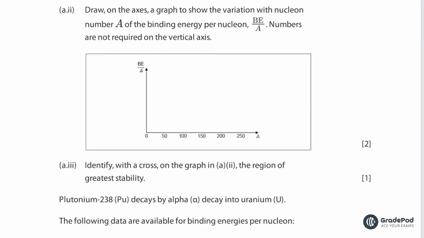A2. Draw on the axis a graph to show the variation with nucleon number of the binding energy per nucleon. Numbers are not required on the vertical axis. This is the graph that we've been waiting for. We know this graph. It starts from 0 and increases steeply to begin with. There's a little spike for helium, and at around about 56 we reach a peak. It goes like this. And then it sort of tails off, and it's roughly constant but goes down a little bit. Oh, I love that. That's perfect. A3, identify with a cross on the graph the region of greatest stability. Great, we've already done that. And that's 56 Fe.